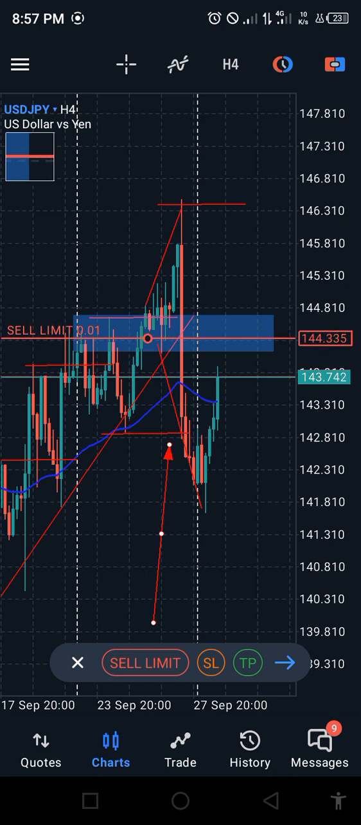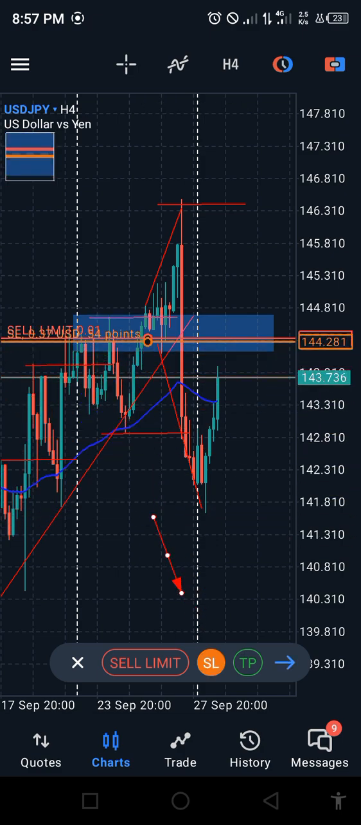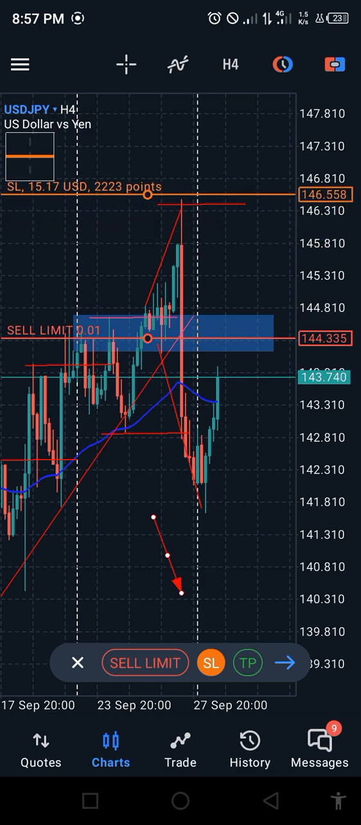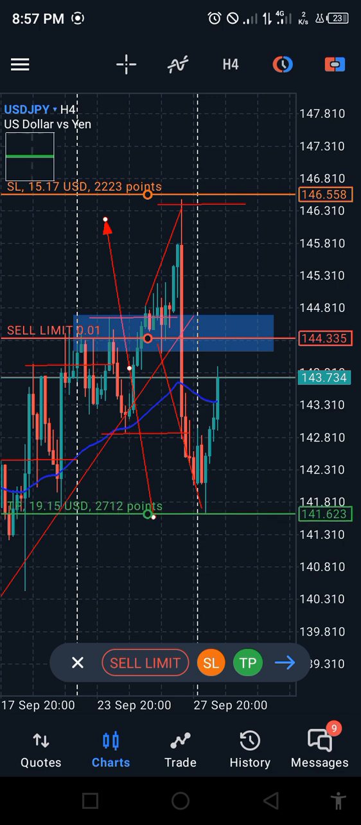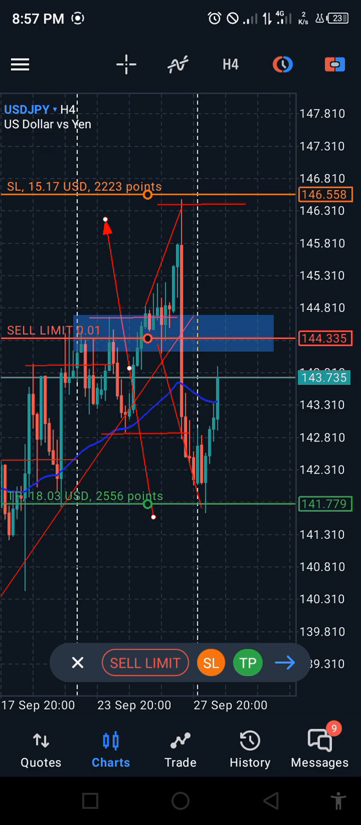So we are supposed to place our sell limit around this level, right? Yes, we place it around this level, then we put on the stop loss. Look here, there is the SL symbol, so we click on the SL symbol. We say that the stop loss should be this zone. Then look at what we are risking. We are risking $15.17, right? The stop loss should be this level, then the take profit should be this level. So we are risking $15 to gain $18. That's how you place stop loss and take profits.